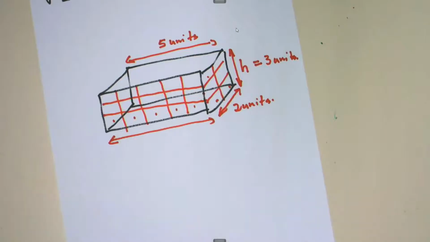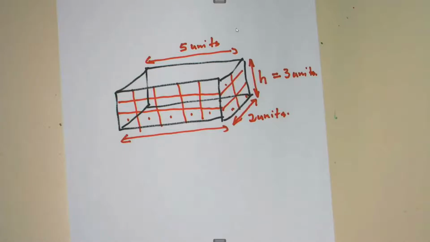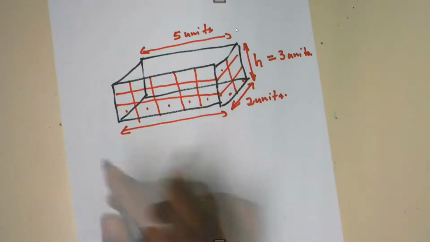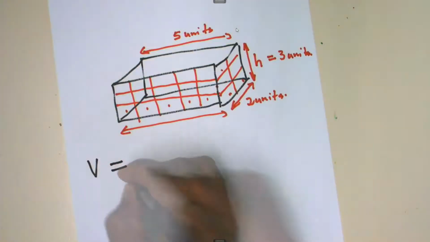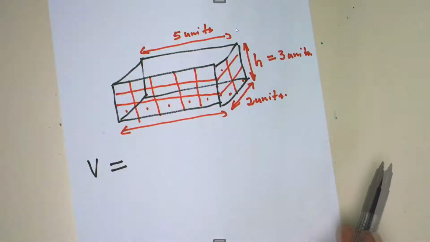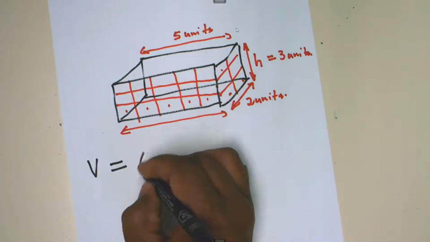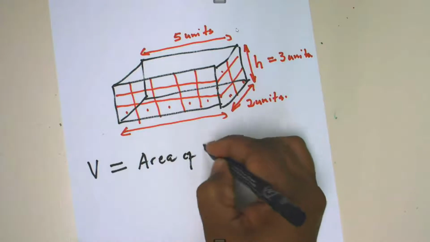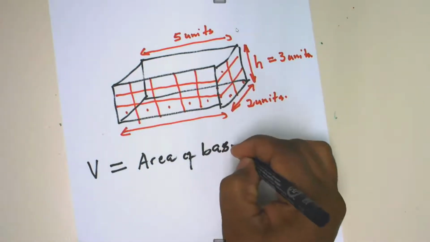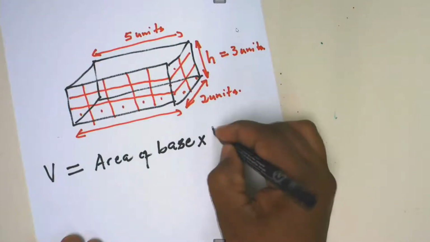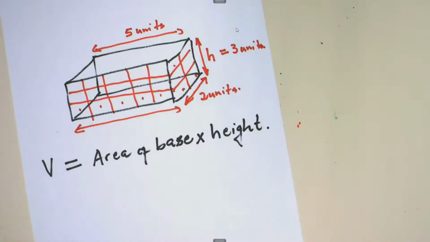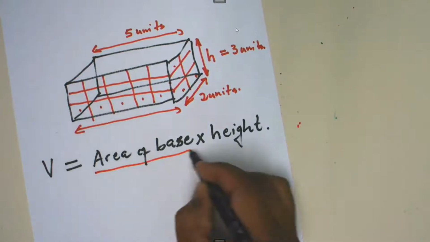Good. And therefore now, if we have to calculate the volume of this rectangular prism, we will say, okay, the volume is given as what? Look at the base. We said the area of the base. Remember, area of the base multiplied by the height. Now have a look at this, the area of the base.